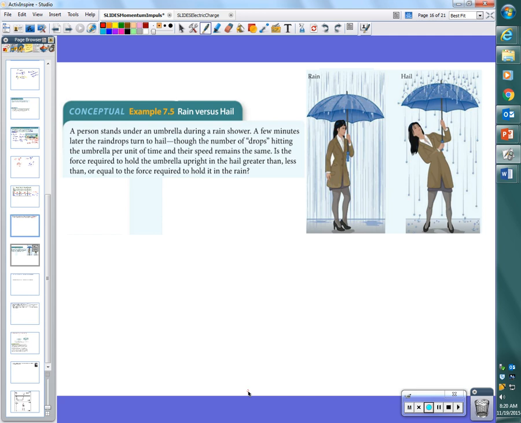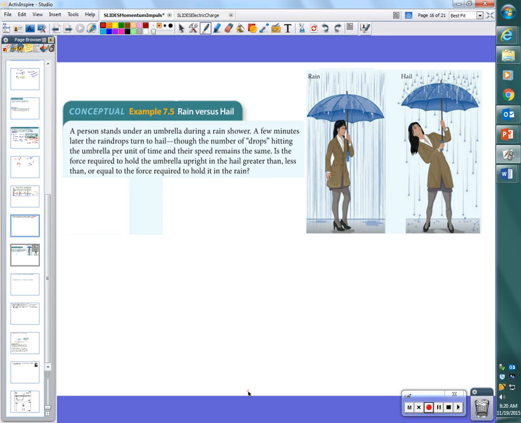That leads us to this question right here, which is actually in your packet from the first day. Conceptual example 7.5. I think it's on the 3rd page of your packet. It's a lady standing in the rain holding an umbrella.